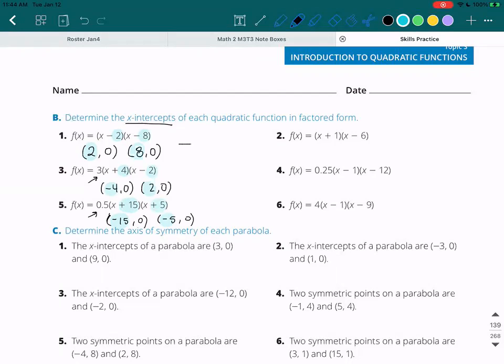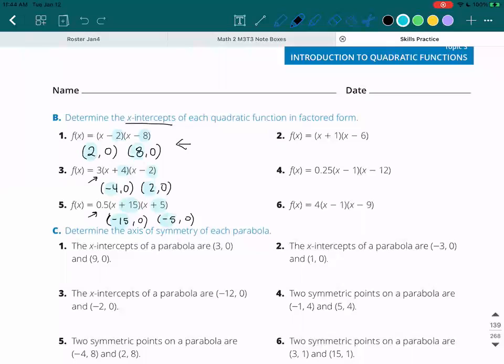Versus, for example, in number 1, if it says x minus 2, right here, x minus 2, then you have a positive 2. If it says x minus 8, then you have a positive 8. So you just want to do the opposite of whatever you get in your equation. If we have a plus 5, then we have a negative 5.